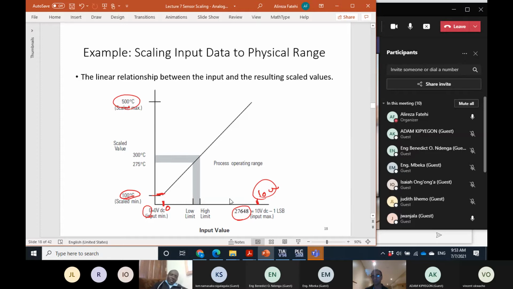The relation between them is linear. You can represent that by a linear function. And the question is, what is this linear function? And we need to implement this linear function.